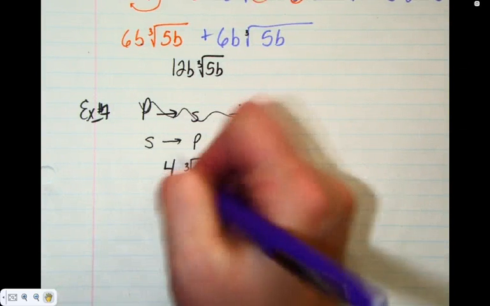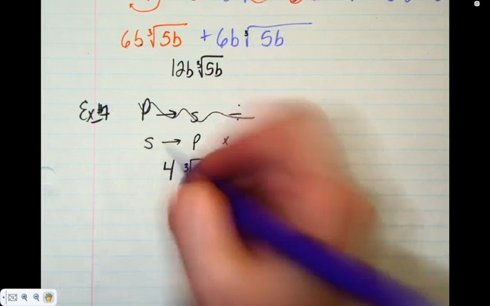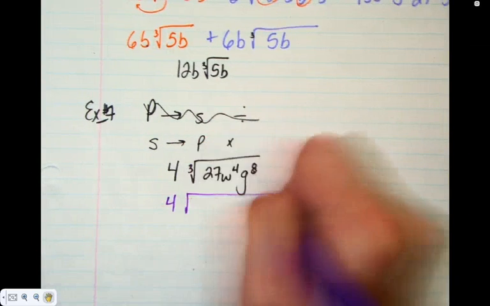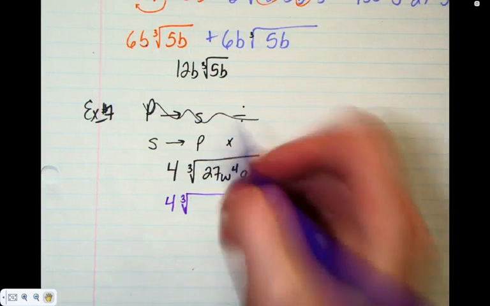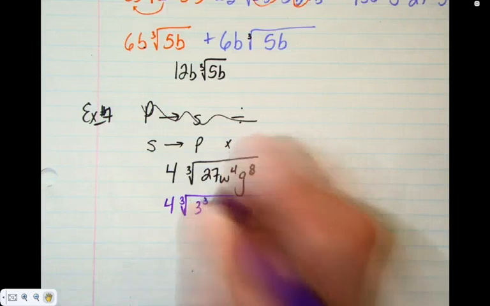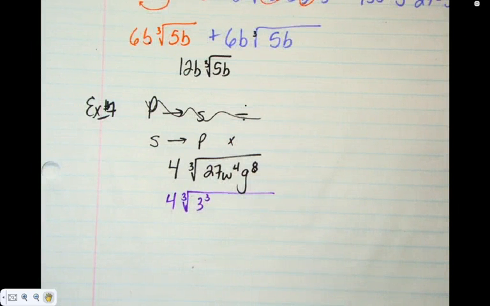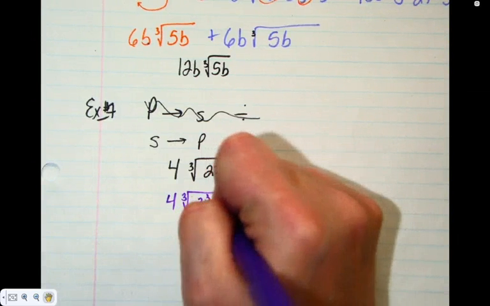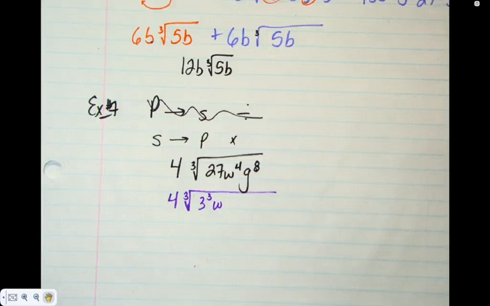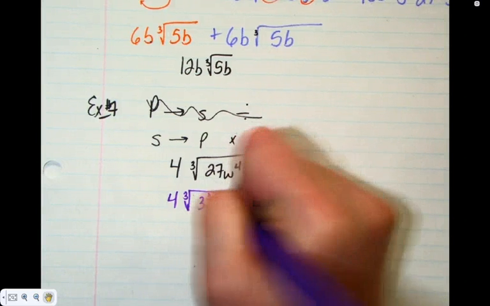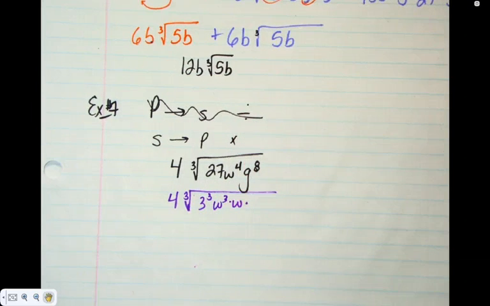Okay, so what do I do with this 4 that's in front? I just leave it. Let it be a 4. Yep, he can just hang out in front by himself. What do you know about 27? What do you want to do with w to the 4? Except it's a cube root, so squared and squared probably isn't the best choice. And then g to the 8.